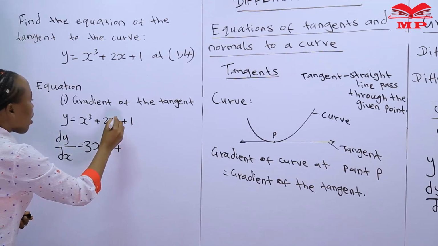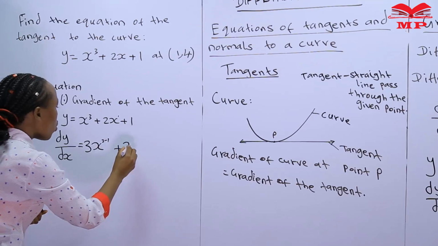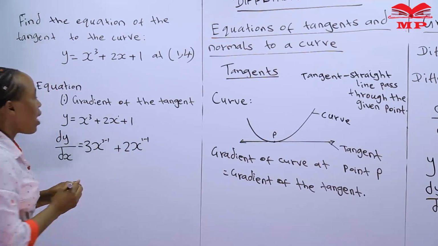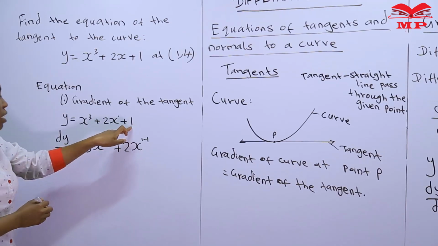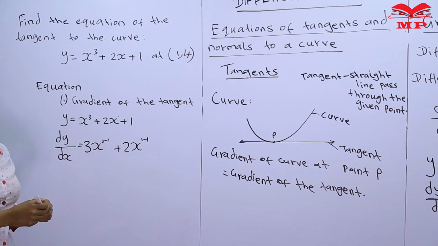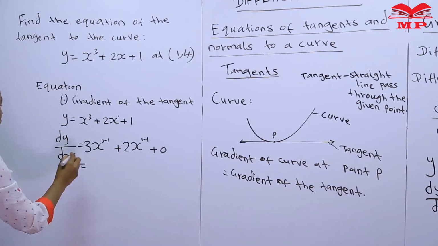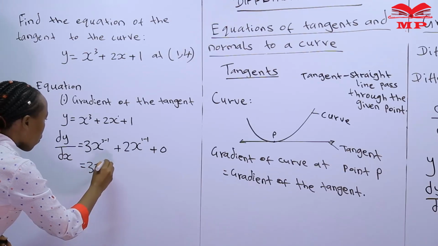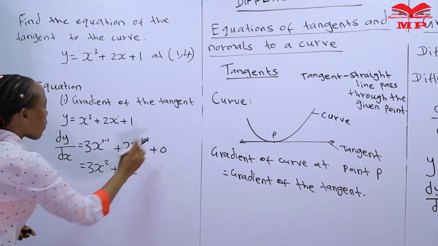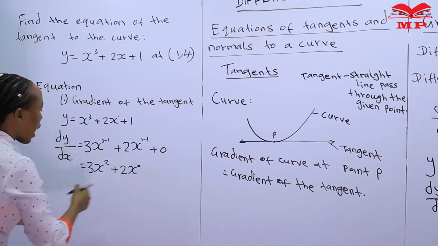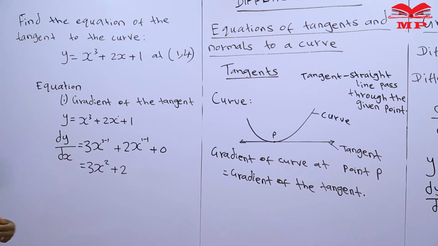Then plus 2x, where x is raised to power 1. So we have 1 times the coefficient, which is 2, x to the power 1 minus 1. And then this is a constant, and we say that the gradient function of a constant is 0. So we have plus 0. So our dy/dx will be 3x squared, then plus 2x raised to power 1 minus 1 is 0, and therefore this one becomes 1. So we are going to have plus 2.